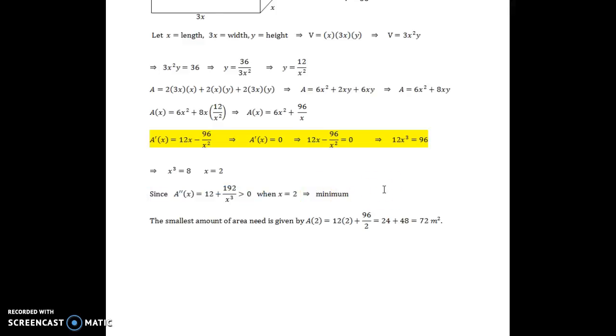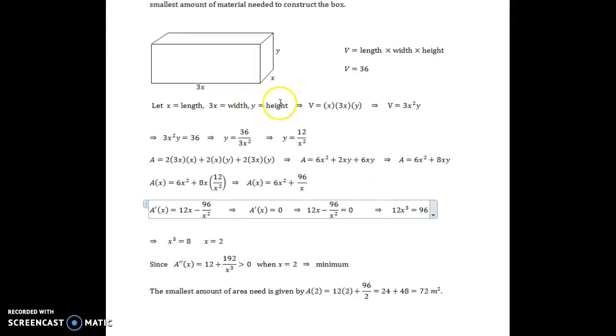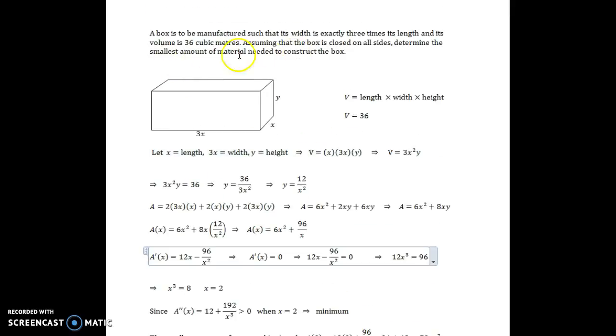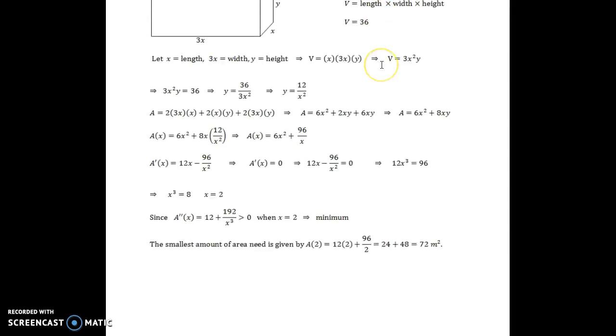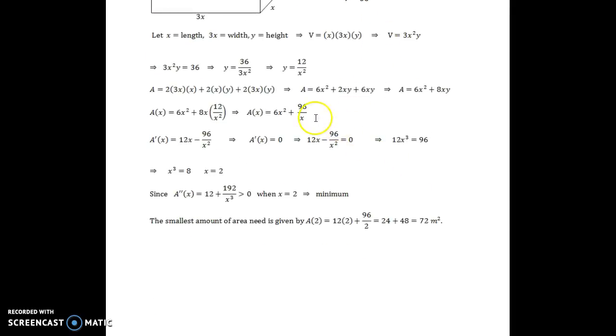The final thing we have to do is answer the question. It doesn't ask for the dimensions, although it would be 2 by 6, and you would plug in for y, which would be, in this case, 3. Right? 2 by 6 by 3. But the question asks, what is the smallest amount of material needed to construct the box? So essentially what you can do is plug in 2 here, and that will give us the surface area of the box.